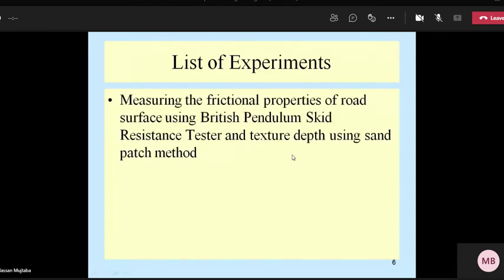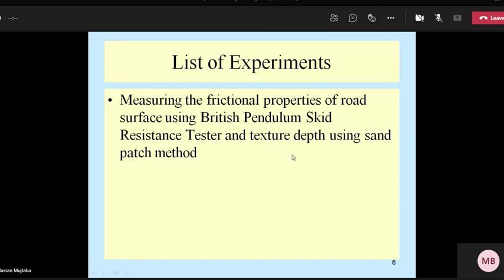measurement of frictional properties of road surface using British pendulum skid resistance tester. And the second part of the experiment is texture depth using the sand patch method. If you minutely observe the surface of the road, it is not plain. It is wavy, or it has some undulations. The purpose or benefit is that it offers frictional properties. At times the road is not offering the required frictional properties, and the result is an accident.